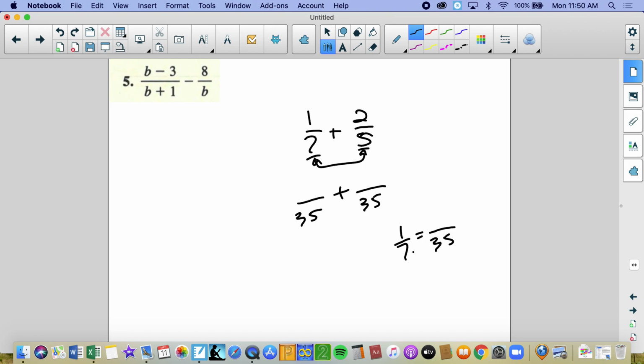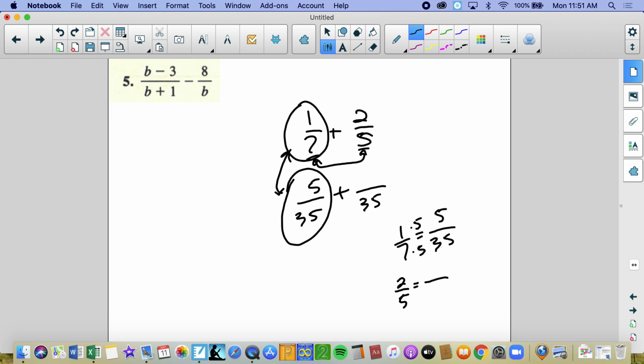7 times what is 35? Well, 5, because I just found that. So we now have an equivalency. These are equivalent. They're the same fraction. They just have a different facade. And then we would find an equivalency of 2/5 is equal to how many 35ths? 5 times 7. 2 times 7 is 14. And now that we have common denominators, we can combine those numerators.